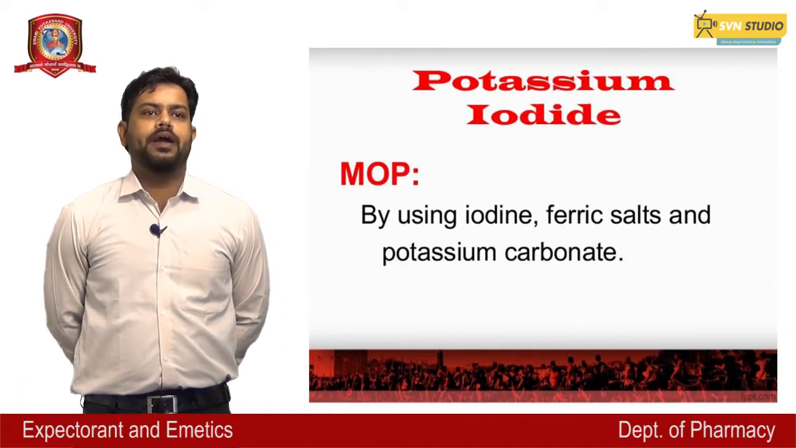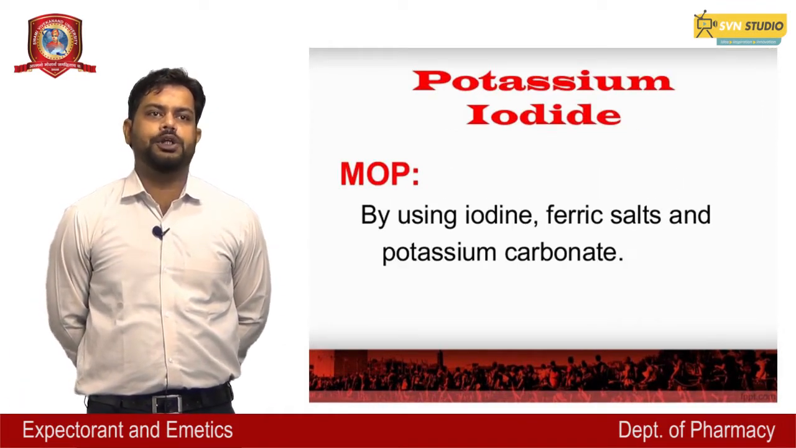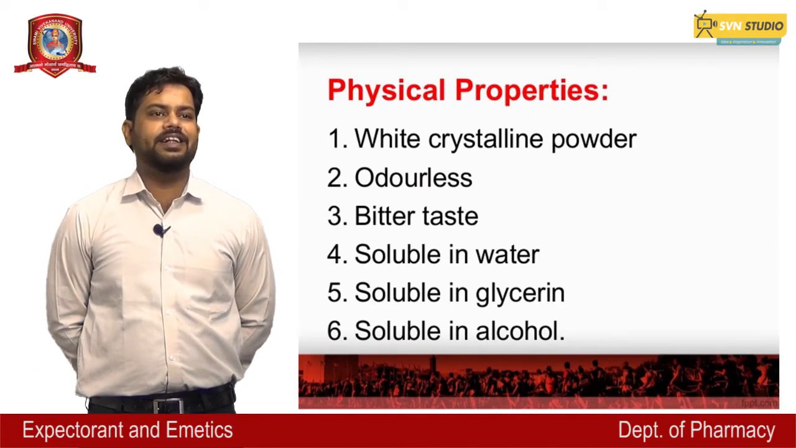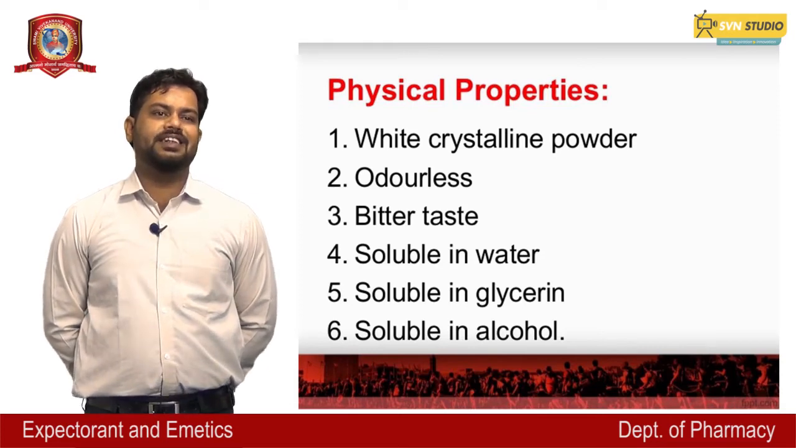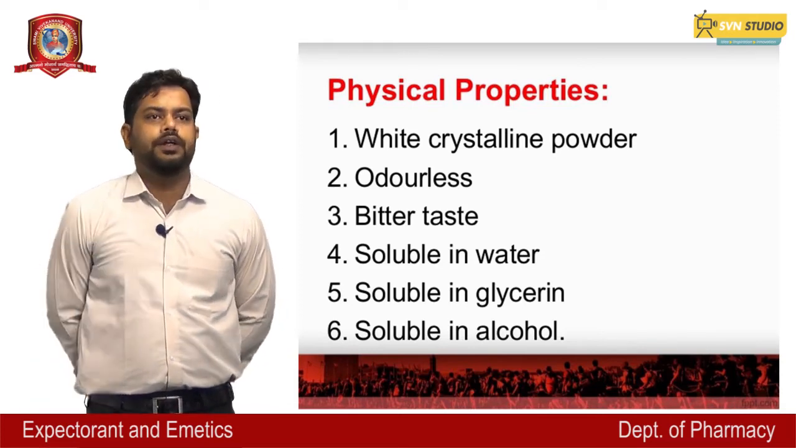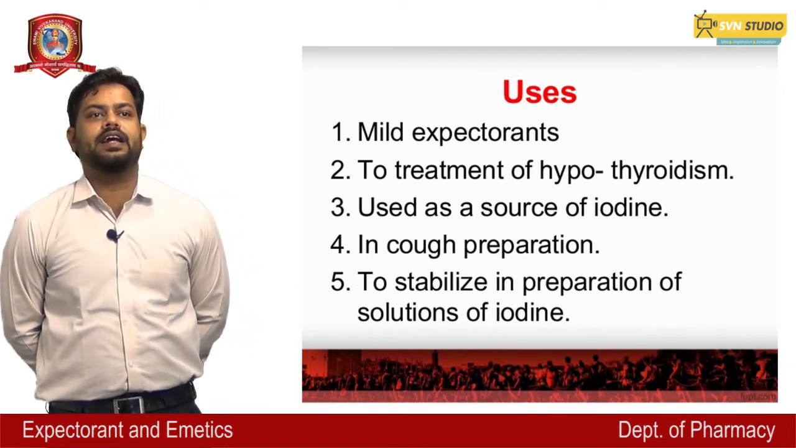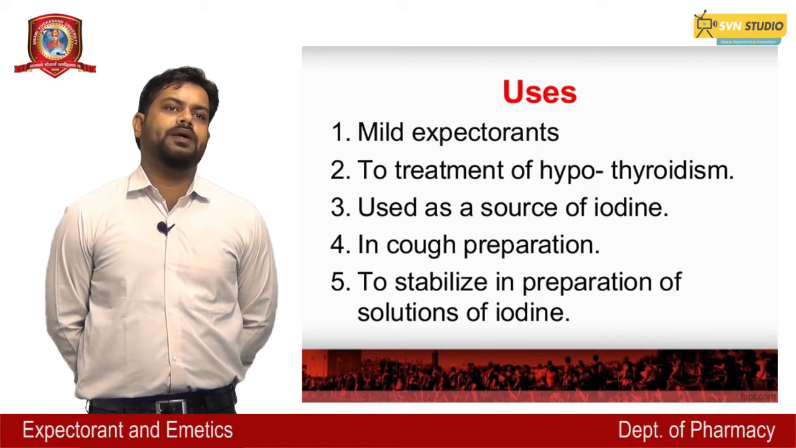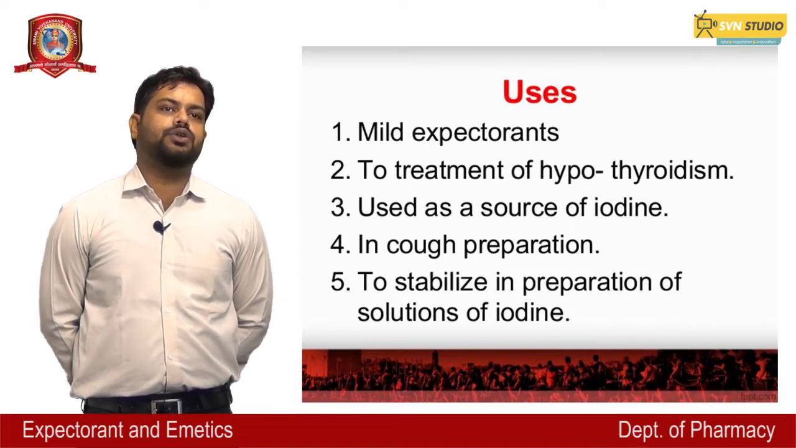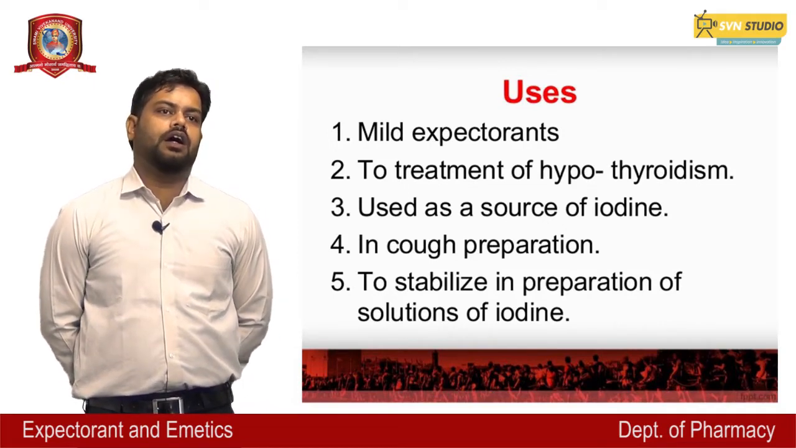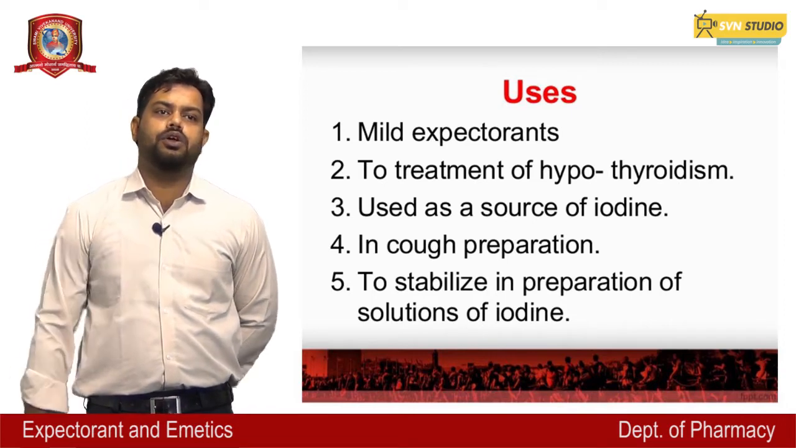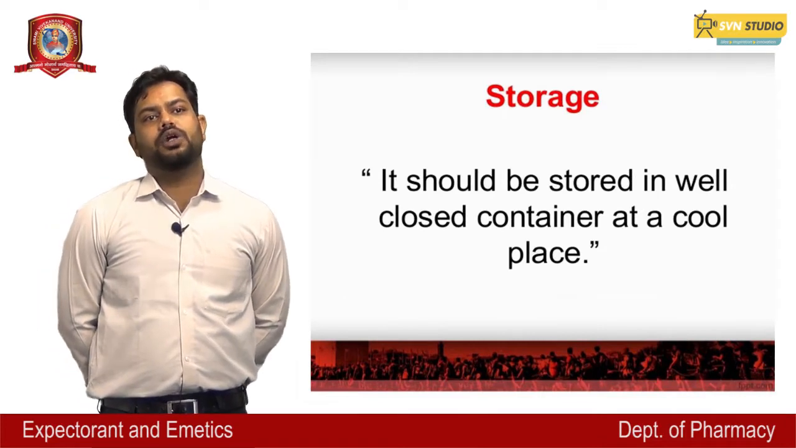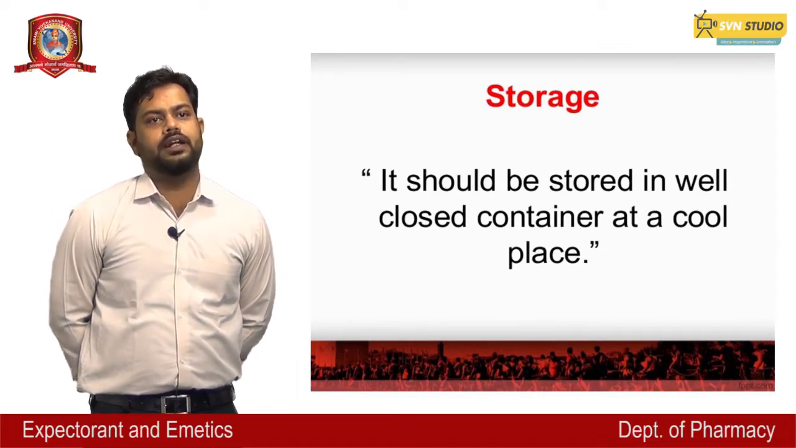Next is potassium iodide. Physical properties: a white crystalline powder, odorless, bitter in taste, soluble in water, glycerine and alcohol. Uses are similar to ammonium chloride: a mild expectorant, treatment of hypothyroidism, a source of iodine in cough preparations, and to stabilize solutions of iodine. Storage is the same: in a well closed container at a cool place.